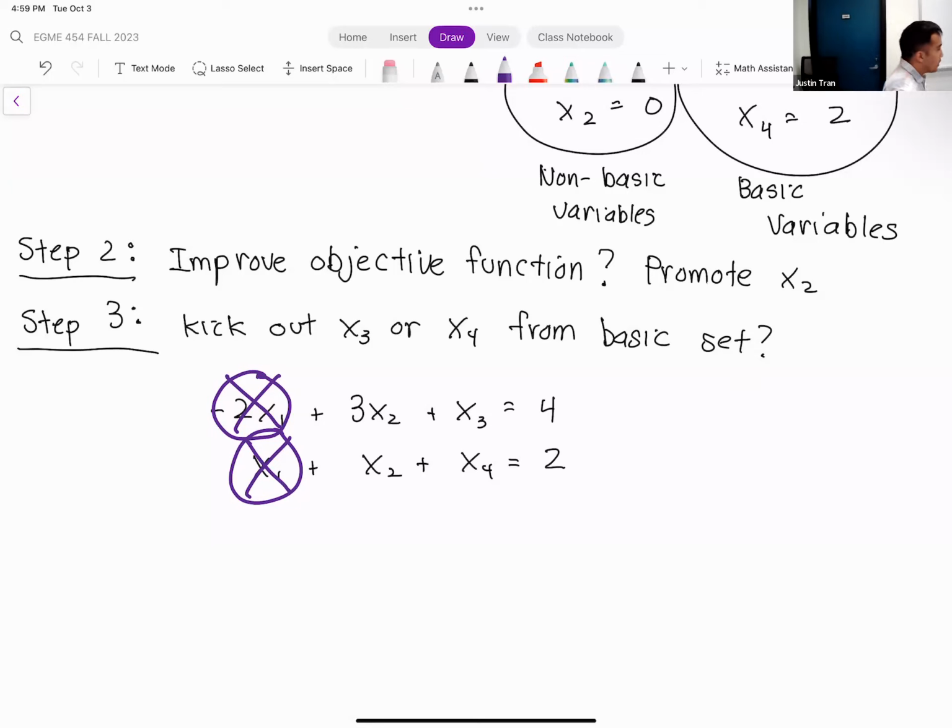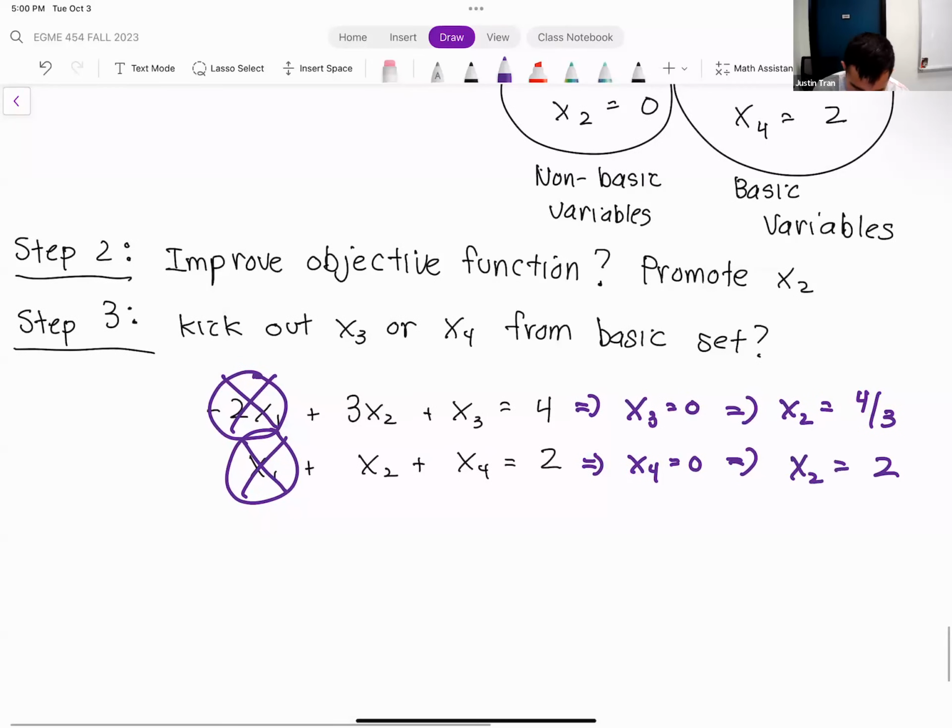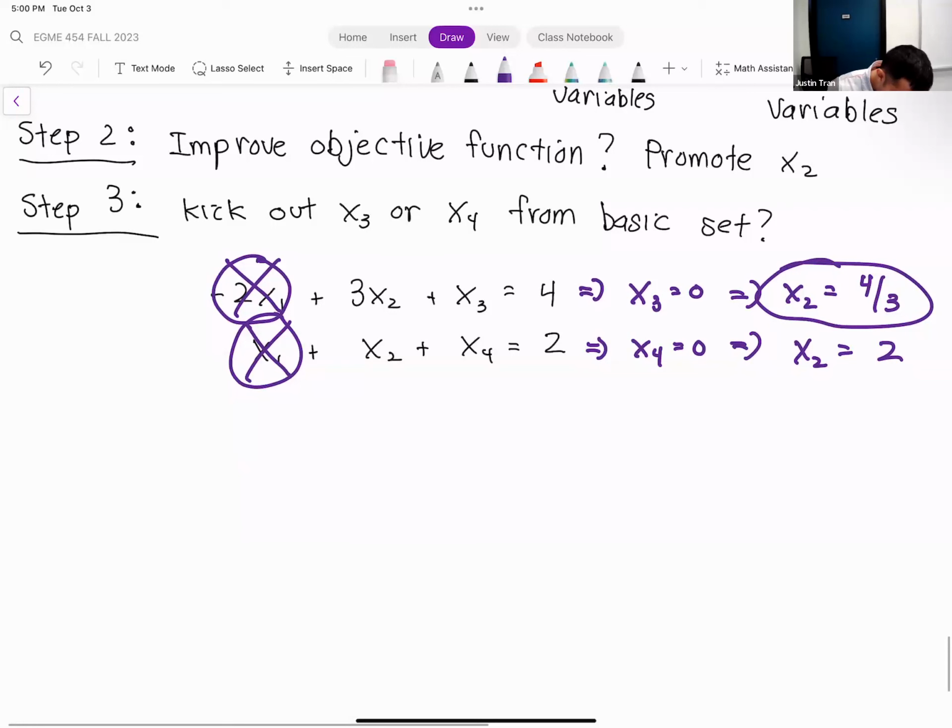Right. So first thing we're going to do is we know that x1 is not being promoted. And so we can just forget about x1 now. Okay. And so let's go through the two scenarios here where we either set x3 is equal to 0. If we do that, then we get x2 is equal to 4 over 3. And if we set x4 is equal to 0, then we get x2 equal to 2. So the answer here is to use the first one because 4/3 is less than 2. Okay. Here we take out x3.